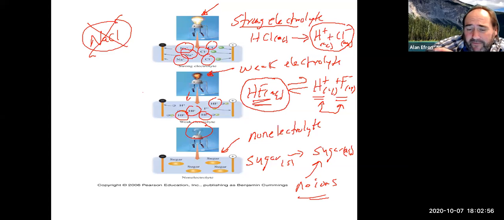Where the majority of what you've got floating around is still the whole unit, which is not producing ions, but you do get a little bit of these ions being produced, and that's why it's still able to conduct electricity.